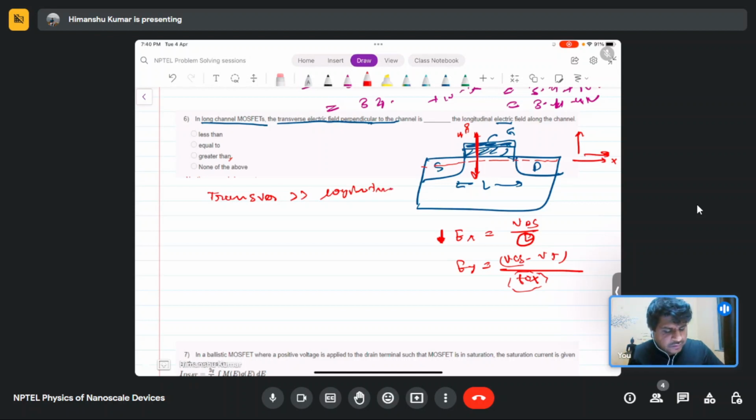This is true only when L is large. As L starts reducing, the field in this direction and the field in this direction start approaching each other. In today's devices, the fields are approximately in the same category, so there is a significant amount of field corresponding to the drain voltage application. So the correct answer will be: in long channel devices, the field is very large compared to the longitudinal field.